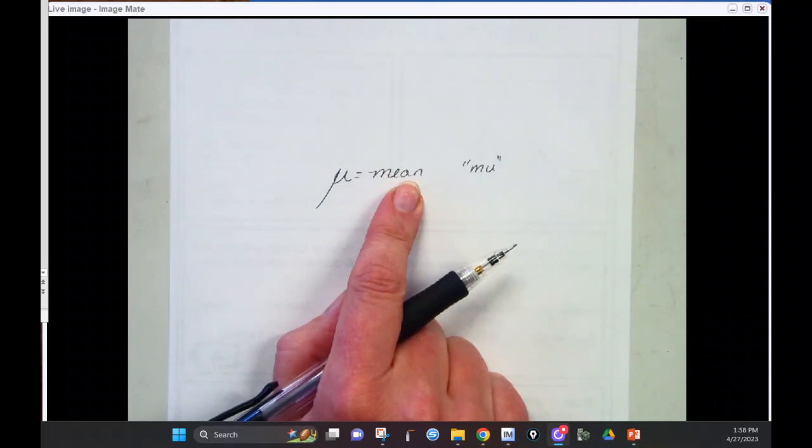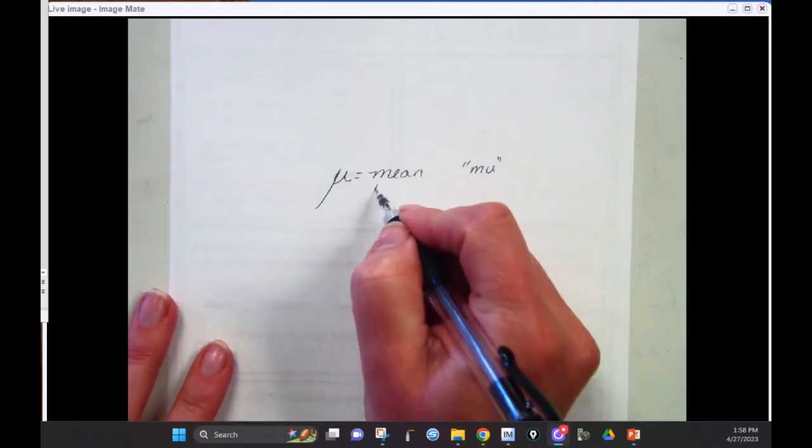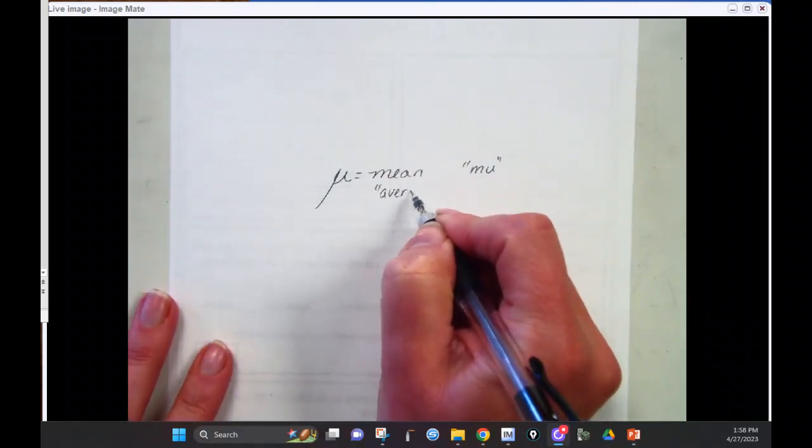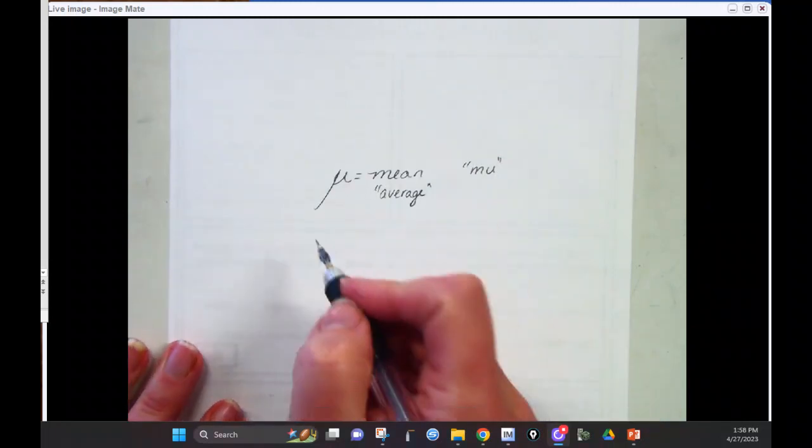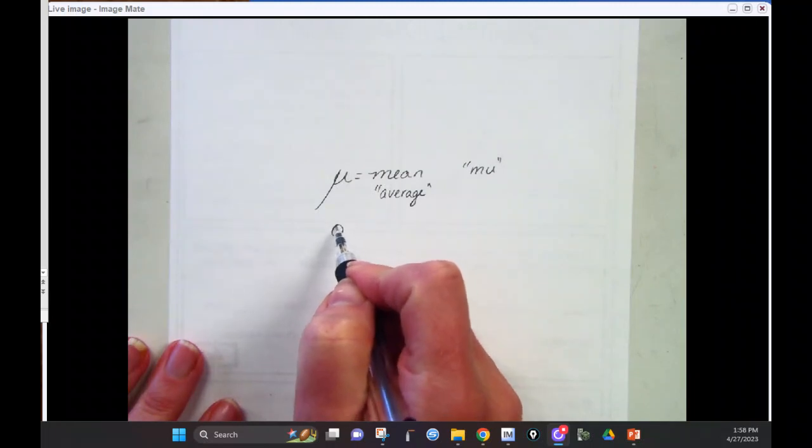Mean is a fancy name for what? Middle. Average. But it's our center of data, yes. So I like how you said middle. That correlates for sure. And then we've got a new symbol, that guy.